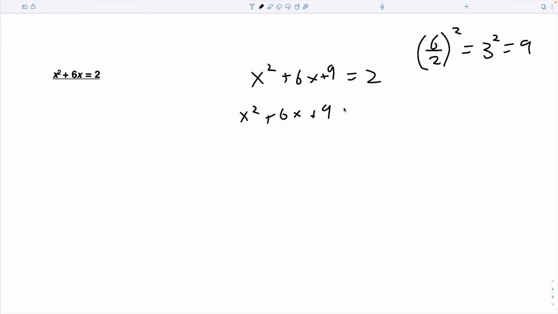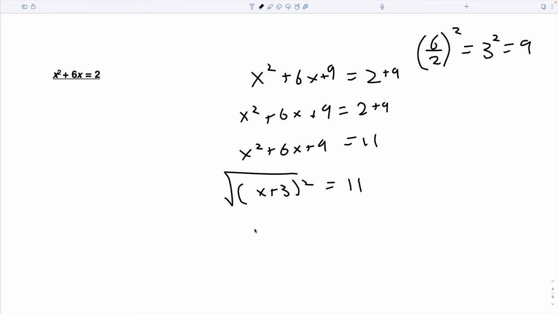blunder? Tanner, what'd I forget? You have to add 9 to both sides. Super important that you maintain equivalency. If you add something to the left, you've got to add it to the right. x squared plus 6x plus 9 equals 11. Keep going. That's x plus 3 squared equals 11.